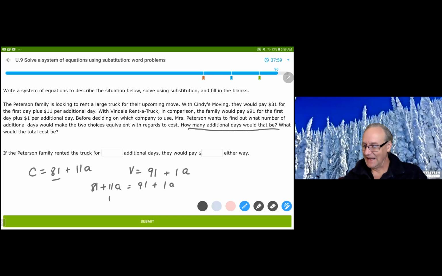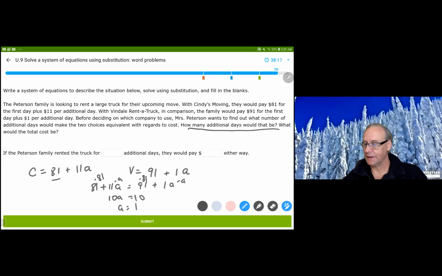We have 10A because I subtracted 1A from both sides. And I'm going to just write that real quick. And at the same time, I could subtract the 81 from both sides. And we get 10. And A is equal to 1, isn't it?